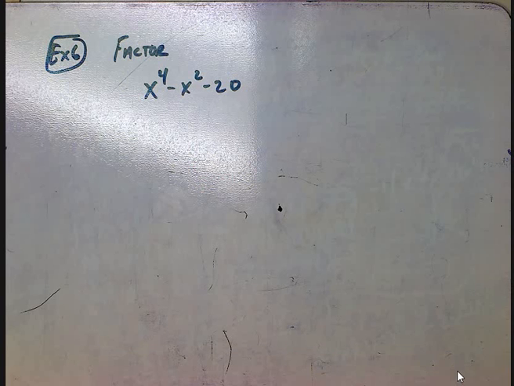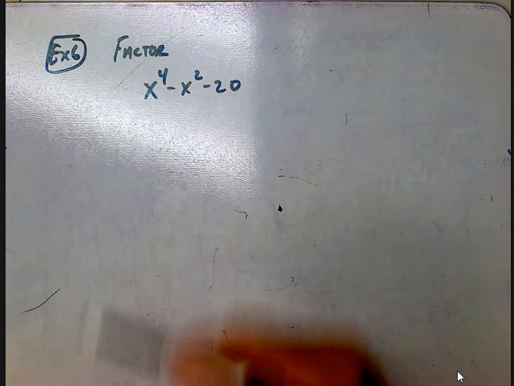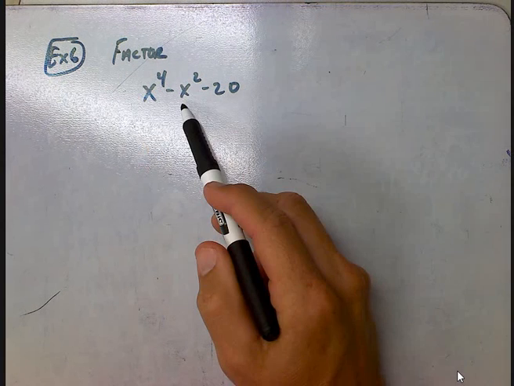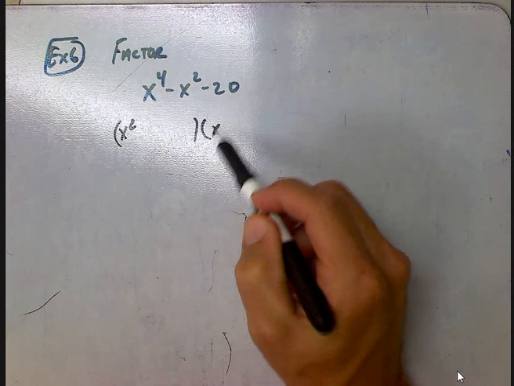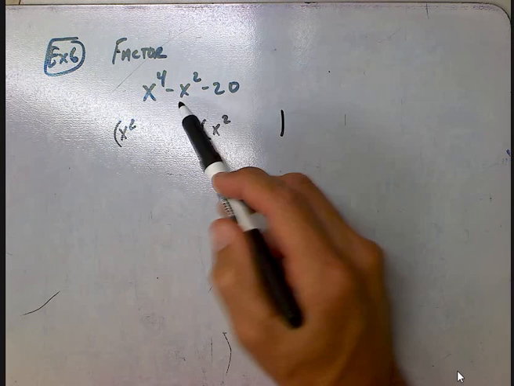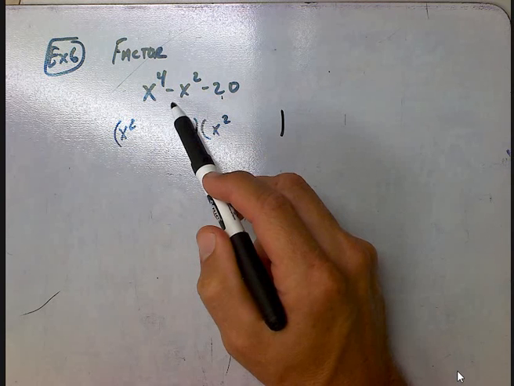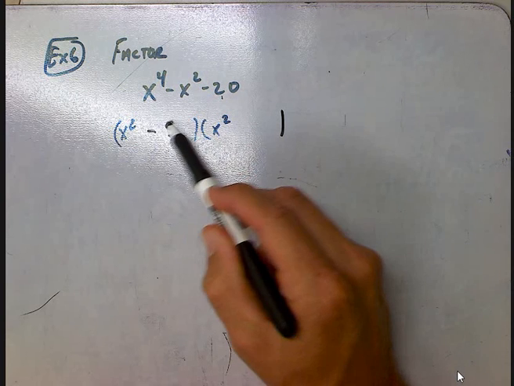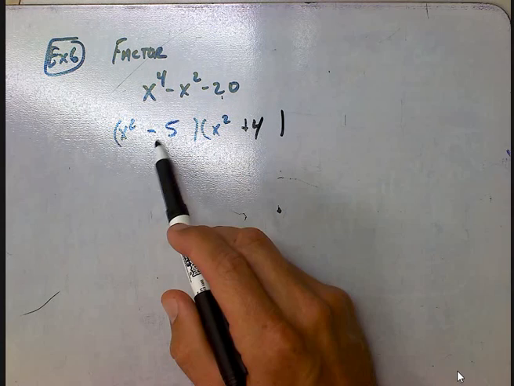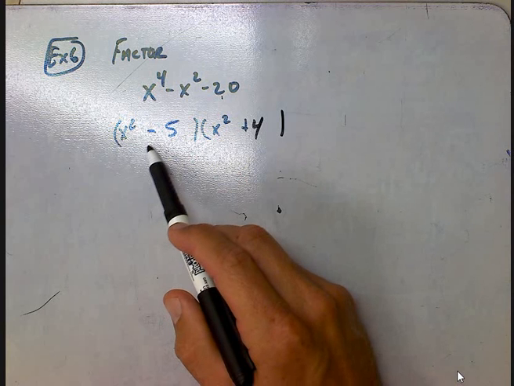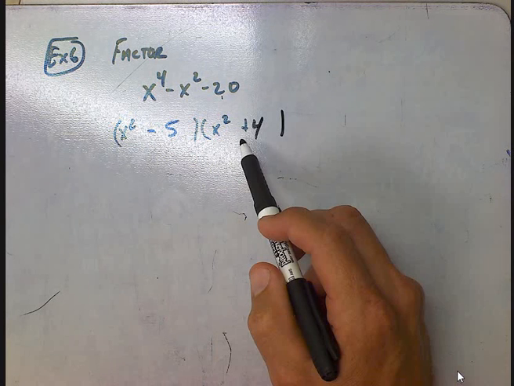Okay, for example 6, it asks us to factor, and we have an x to the fourth and an x squared. So this means I'm going to factor with x squared and x squared, and then to multiply to make negative 20, add to make negative 1, I would choose negative 5 and positive 4. Now in the past, we'd be completely done factoring because x squared minus 5 doesn't factor because 5 is not a perfect square. X squared plus 4 would not factor because it's a positive.